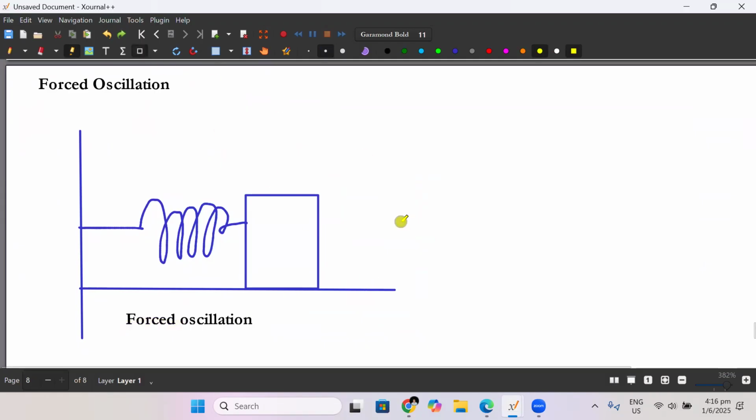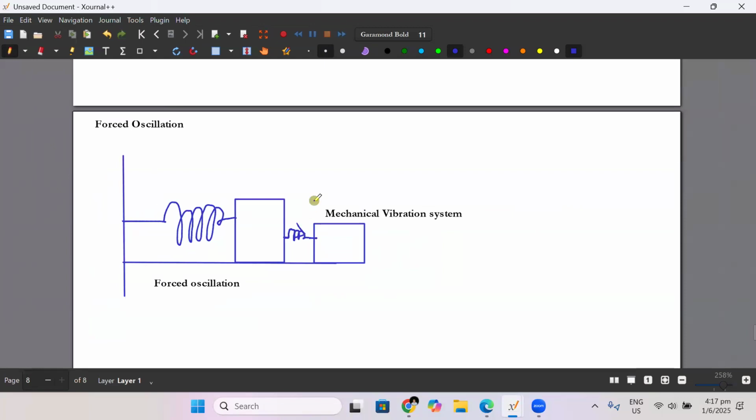So I must draw some other system, something like this. Let me draw this. We'll call this a mechanical vibration system. So this mechanical vibration system also pulls the mass back and forth, back and forth. This particular force, this one, is called the F driving. Then this force is the natural restoring force.